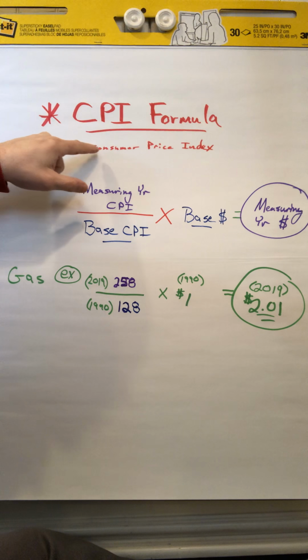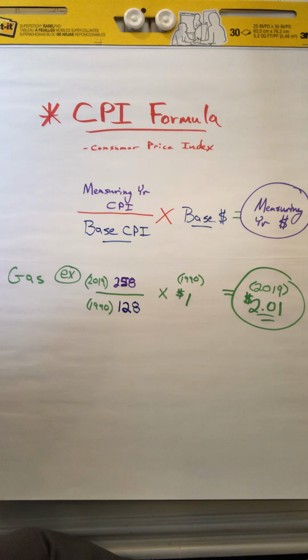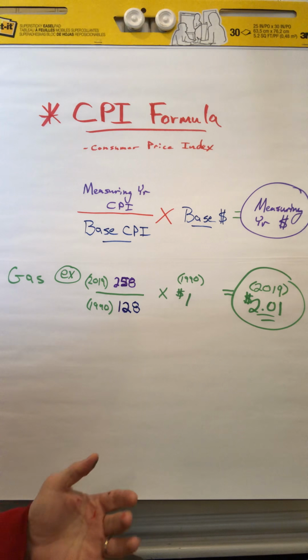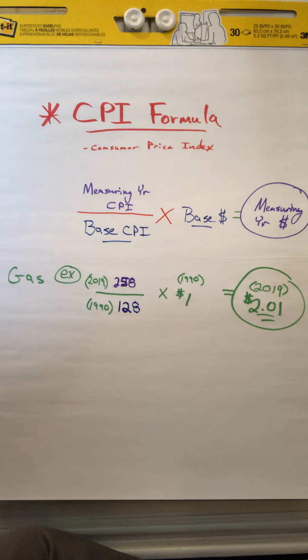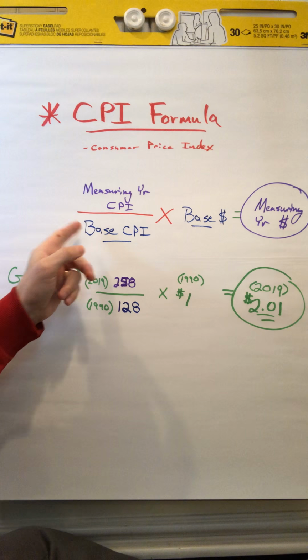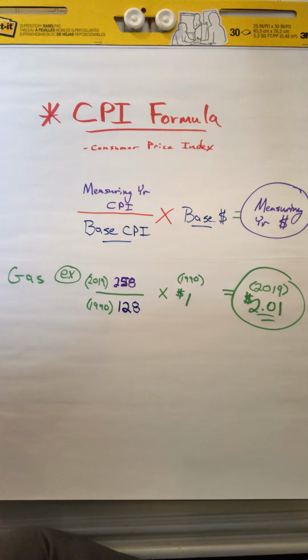CPI stands for Consumer Price Index. It's a mathematical index that figures out inflation and what has happened over the past so many years. You can look it up from 1913 all the way to present, what the index number was for those days. So this is the formula that I want you to use when you're doing the different problems in the packet.